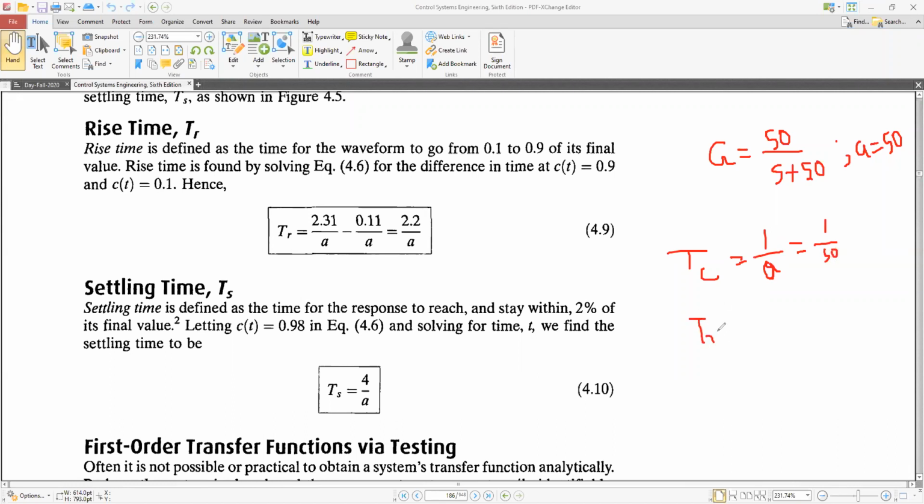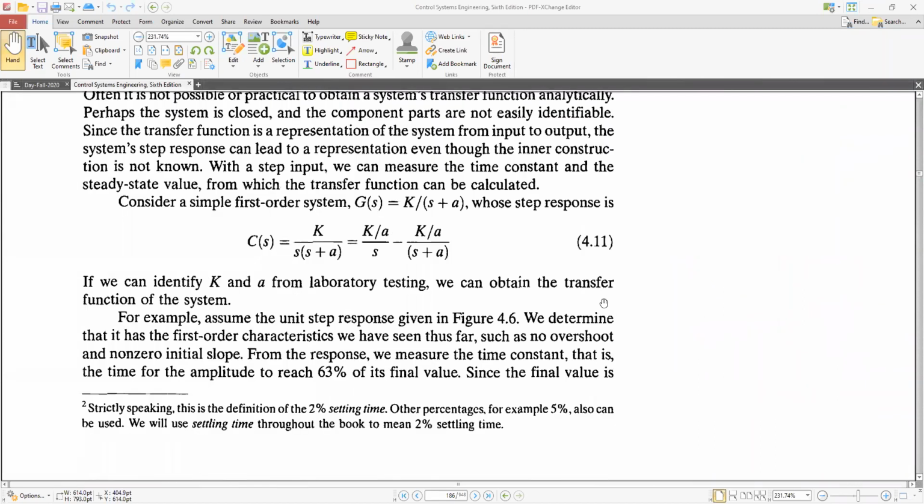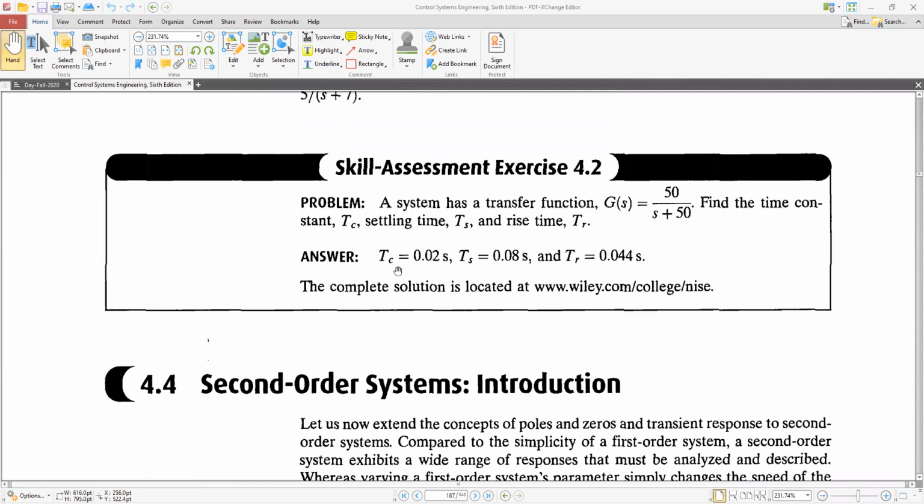And we have the rise time. The value of rise time is 2.2 by A, that means 2.2 divided by 50. And the settling time T_S is equal to 4 by A, that means 4 by 50. If you do the calculation, you will get the result. The unit would be second. So the time constant is 0.02 second, settling time 0.08 second, rise time 0.044 second. Easily you can find them out.